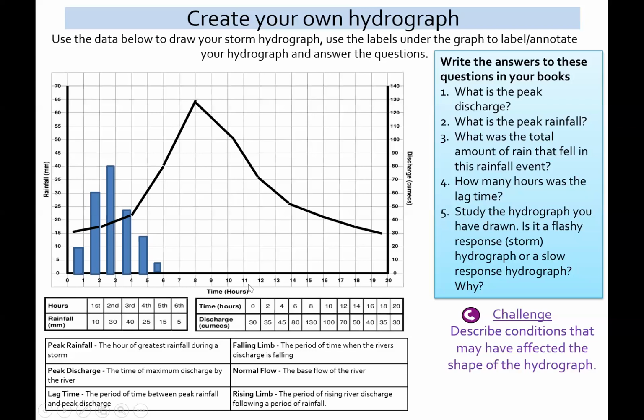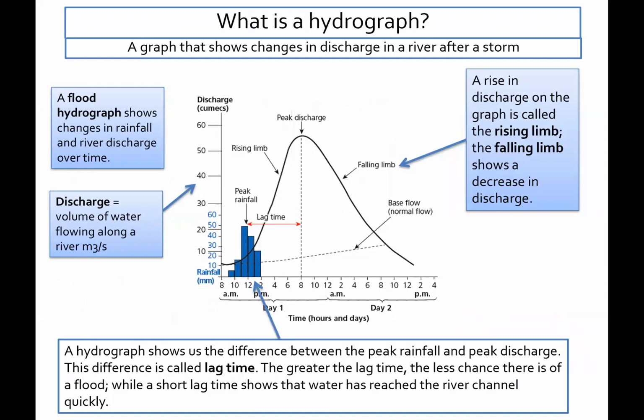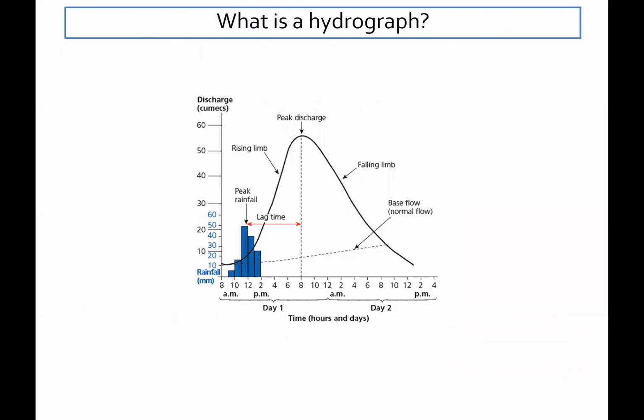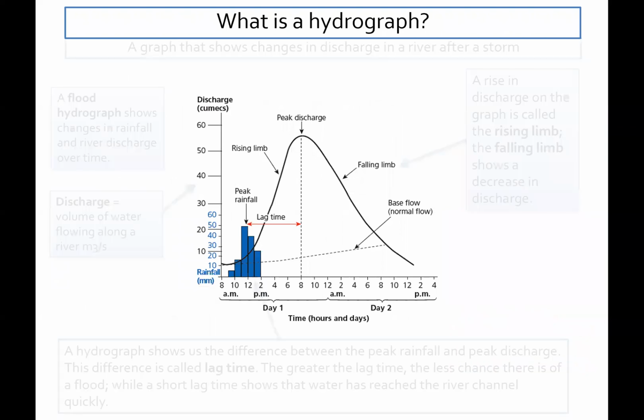Once you've plotted all of that, I want you to label it with these. So where's the peak rainfall and the hour of greatest rainfall? Where's the peak discharge, the lag time, the falling limb, normal flow, rising limb? I'll upload this PowerPoint to Show My Homework as well, so you can have that open. You can have a look at the labels on this one to help you. So you can label yours.